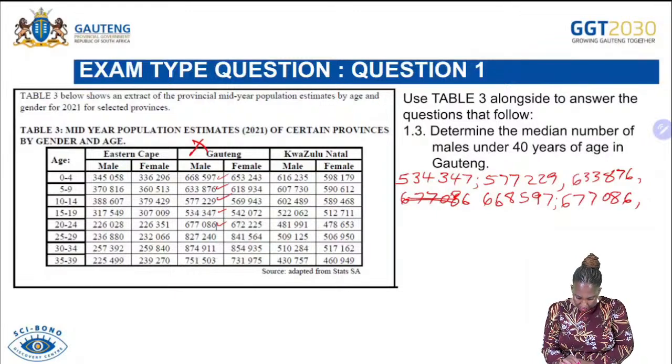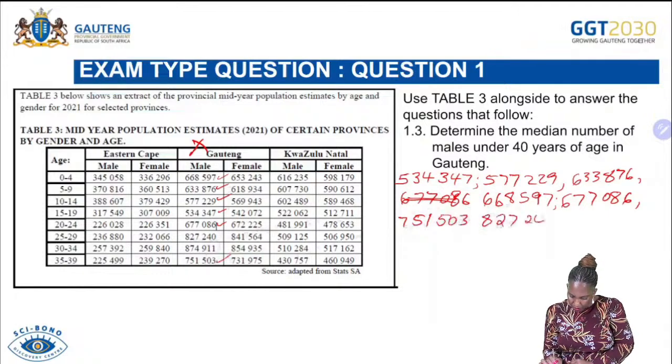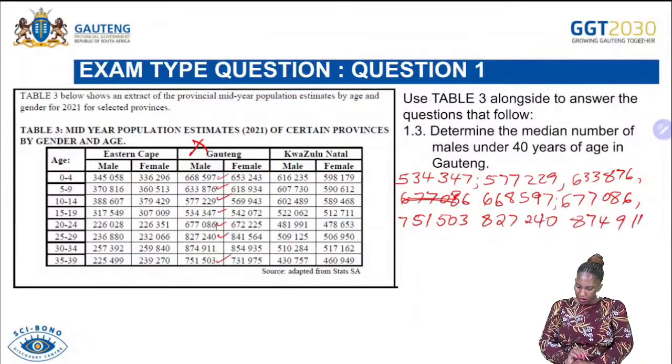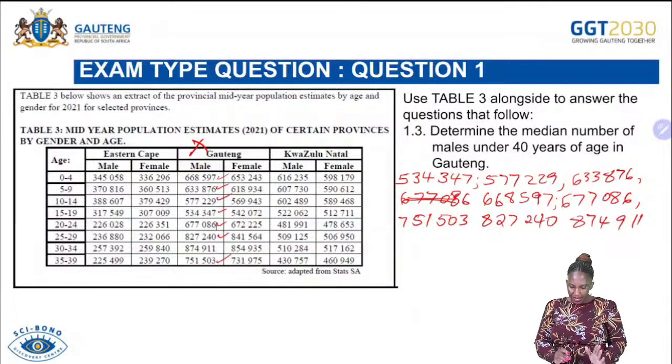Now we have to look at the next number being 751,503. And then from the 751, then we have 827. Is there any number that I have missed out? Now we have 827,240, and then we are out with that one. The last one being 874,911. Now these are the males in Gauteng.